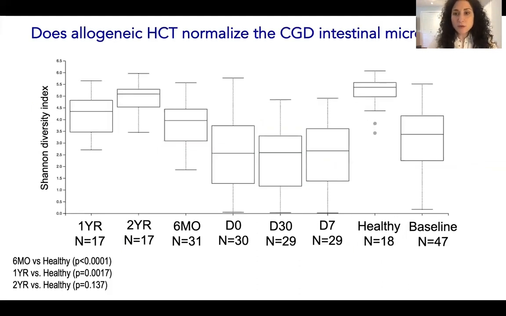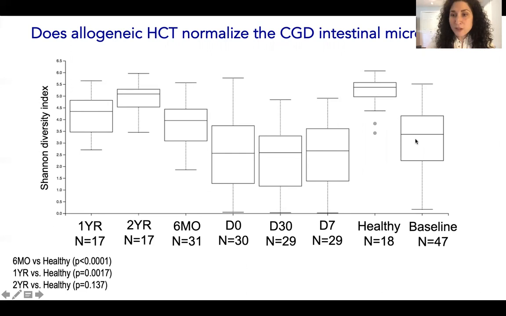So here I'm showing you the alpha diversity, or the microbial richness and diversity, of our samples. And I apologize, it's not necessarily in the chronological order of the transplant, but nevertheless, the findings are quite interesting. So here are the samples from patients at baseline pre-transplant. These are samples from healthy individuals. So clearly, there is increased microbial diversity and richness in samples from healthy individuals.